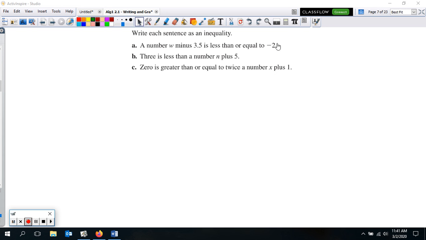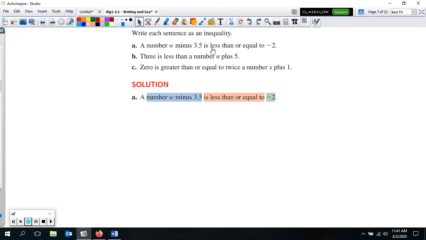And as we're going to write this, you need to see it in 3 portions, 3 parts. There are always 3 parts to it. So this shows you the 3 different parts and it colors them for us nice and neatly. So the first part is the number W minus 3.5. Second part would be the is less than or equal to, and then the other part is going to be the negative 2. So the one thing to always look for first, always identify first, is your inequality part.